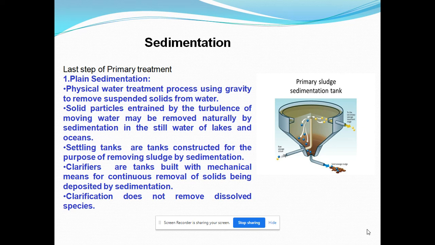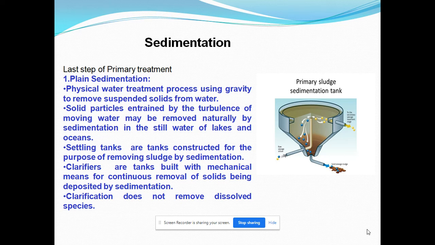Starting with sedimentation, first of all, it is important to understand how sedimentation works in the treatment of wastewater. This is the last step of primary treatment, and this is of two types. One is plain sedimentation, and another is sedimentation with coagulation. So, first, we discuss plain sedimentation.